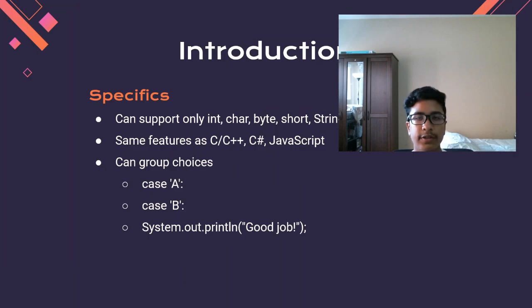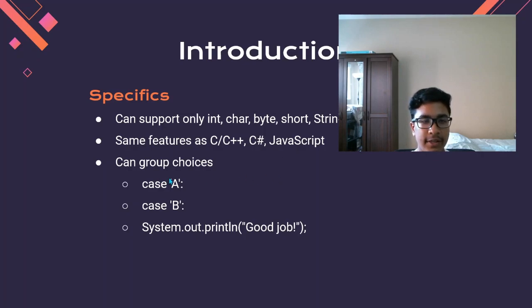The specifics. Switch statements can only support int, char, byte, short, string, and enum. Essentially, our variable can only be these types. Enum is a class where we can create an object that acts similar to primitive structures. One cool thing about switch statements is that they have similar features in C, C++, and JavaScript.